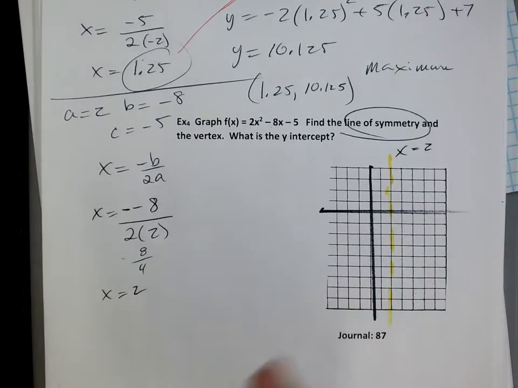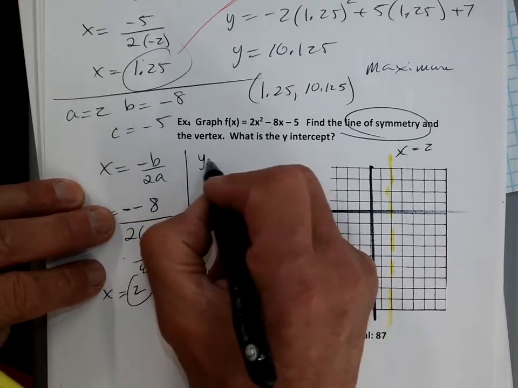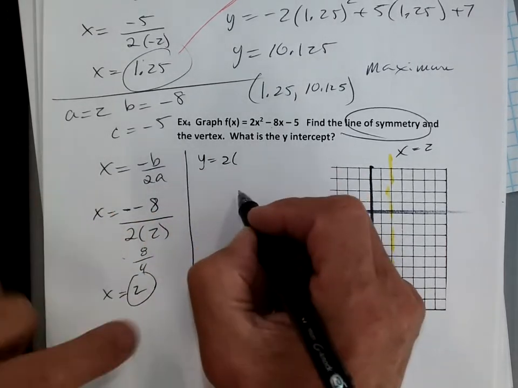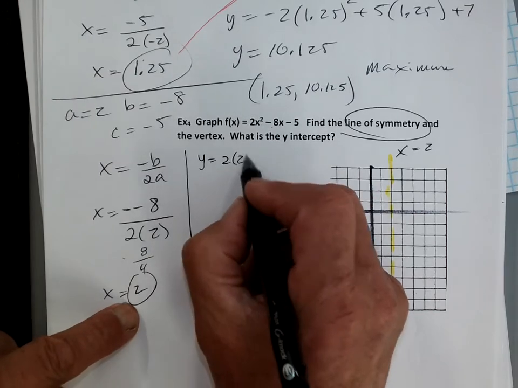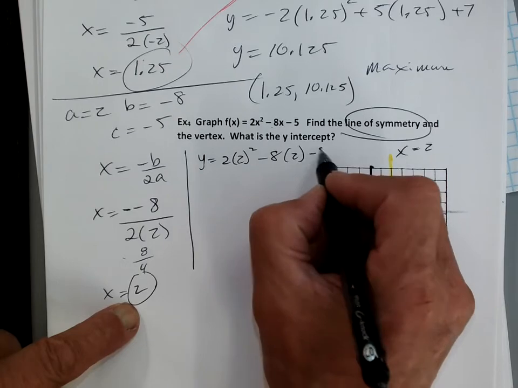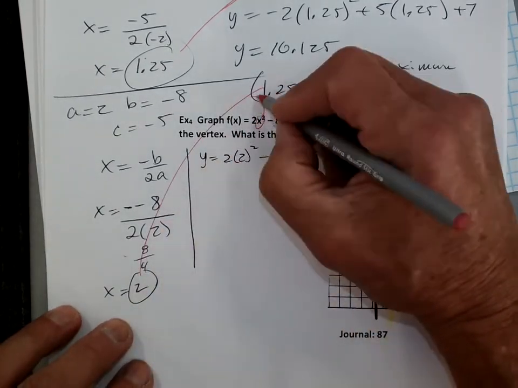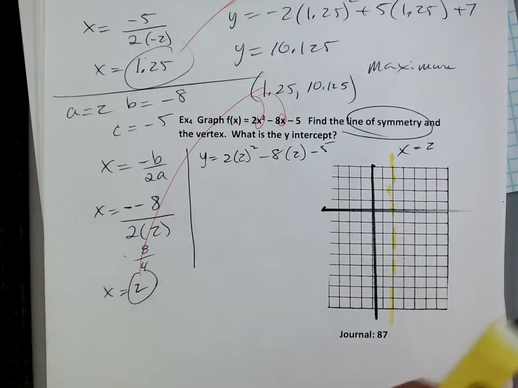Now where's the vertex? Well, let's plug in the 2. So we're going to go y equals 2 times, plug in 2 for x, squared, minus 8 times, plug 2 in for x, minus 5. So I'm plugging in just 2 for both that x and that x. Let's see what I get.